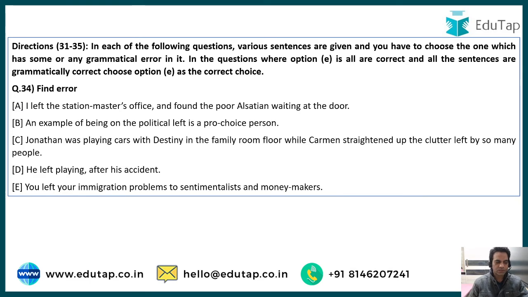Moving ahead, guys, next question. I left the station master's office and found the poor Alsatian waiting at the door. Okay, no error. An example of being on the political left is a pro-choice person. That is true. Jonathan was playing cars with Destiny in the family room floor while Carmen straightened up the clutter left by so many people. Or D, he left playing after his accident. I think in Jonathan was playing cars with, it should not be cars with, it should be with cars.